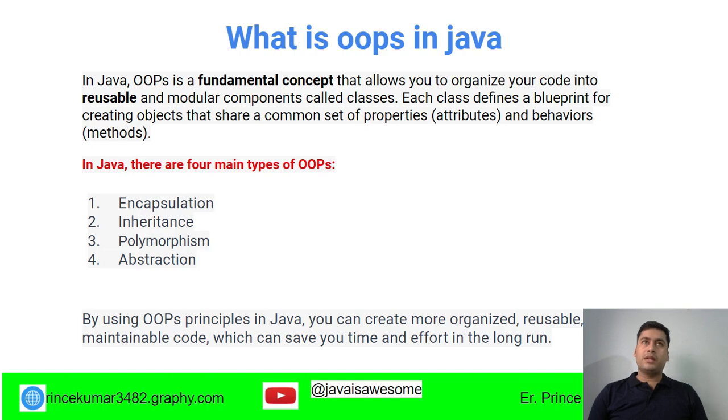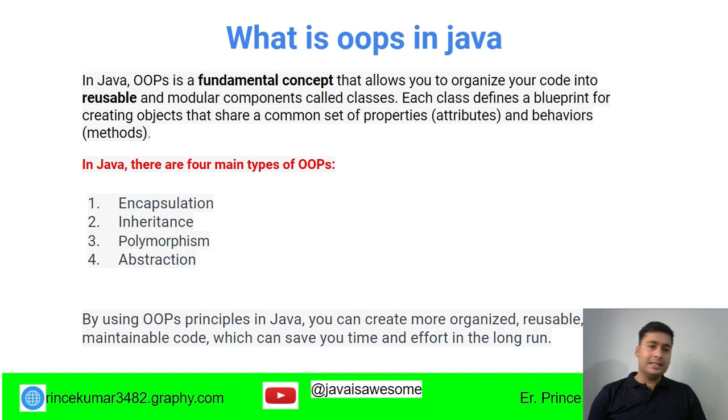Many times the interviewer will ask you, hey, can you please tell me what the main features, the main pillars of Java are? You have to tell only four things: encapsulation, inheritance, polymorphism and abstraction. That is very important. If you know about it, your interview will be clear, no doubt in that. By using OOPS principles in Java, you can create more organized, reusable, maintainable and robust code, which can save your time and effort in the long run.